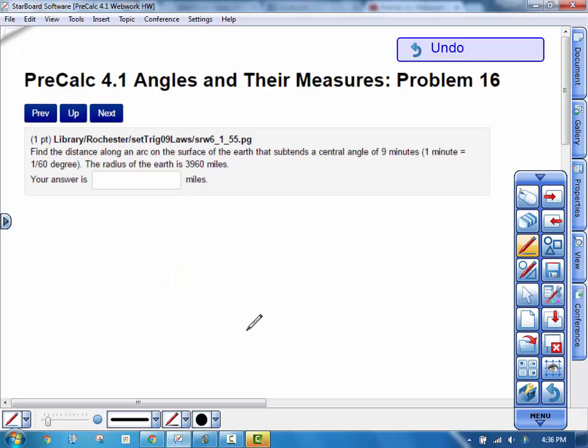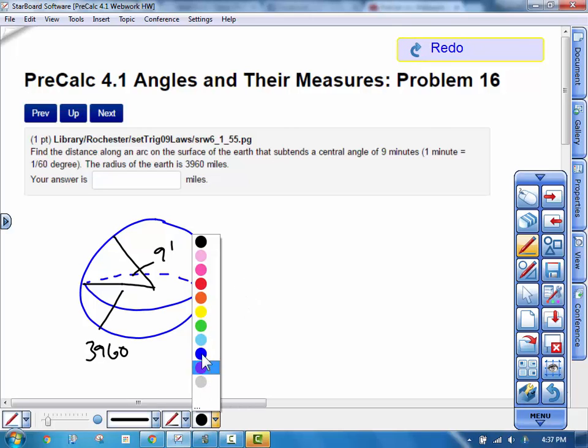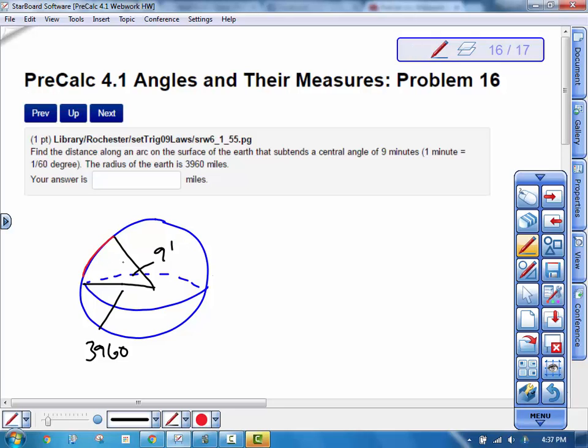Okay, the next problem gives us a surface of the Earth, gives us the angle at the inside, which is 9 minutes, and then it says the radius of the Earth is 3,960, and the question is how far is that distance right here? What's the distance along the arc? So let's just use S equals R theta. The problem is we need this theta to be in radians. So we've got to take this 9 minutes and convert it to degrees first.